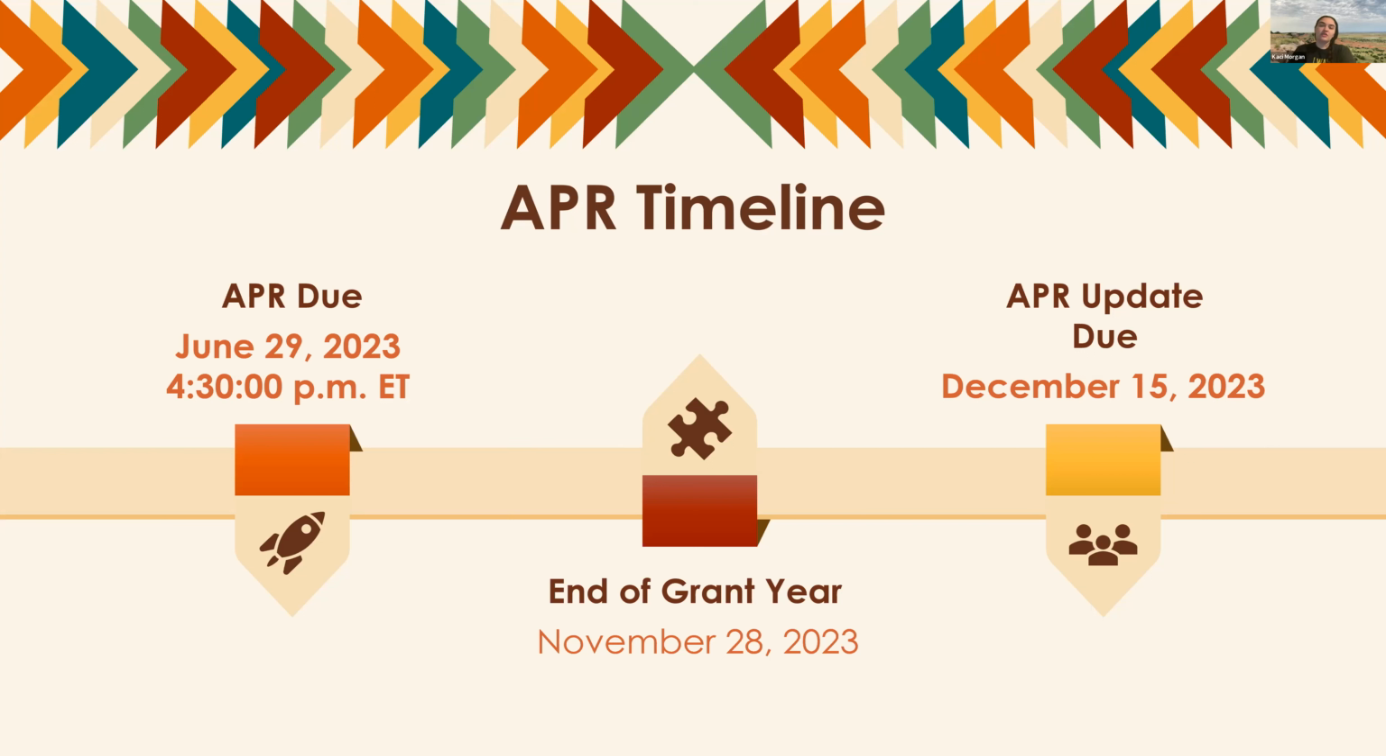And then in this middle stop, we have the end of your grant year, which is November 28th, 2023. And then you will have an APR update due December 15th, 2023. So you can have a full picture of what your reporting looks like.